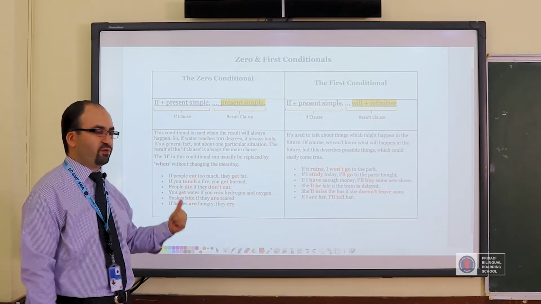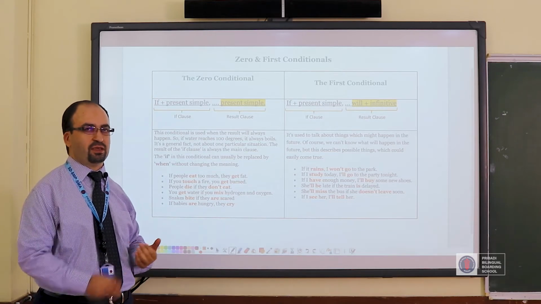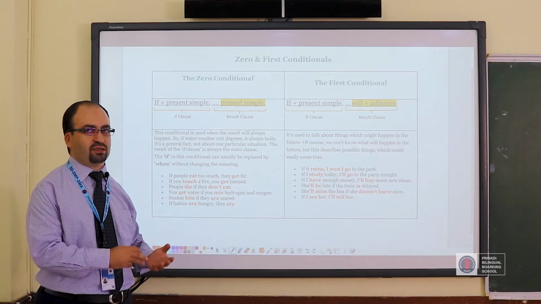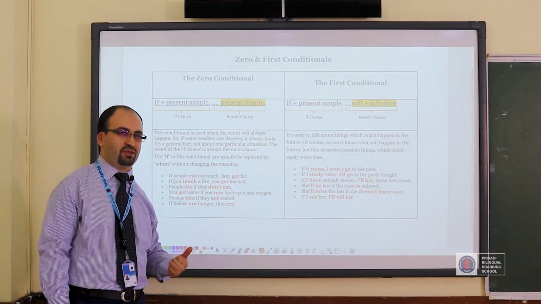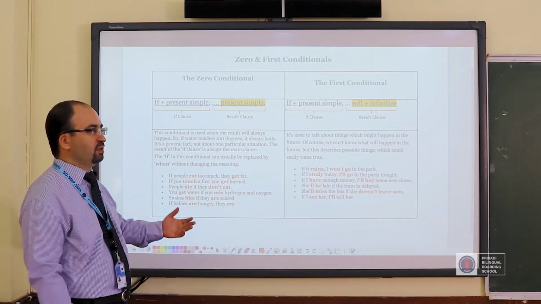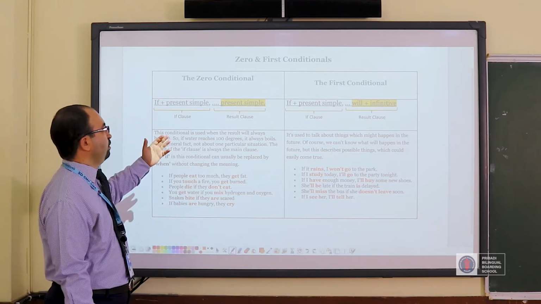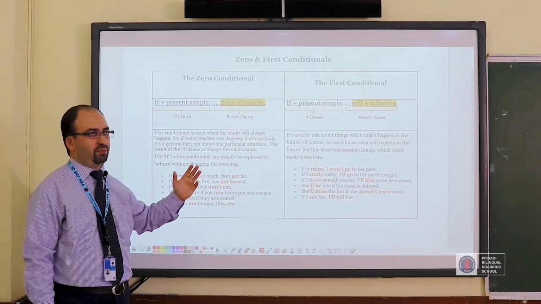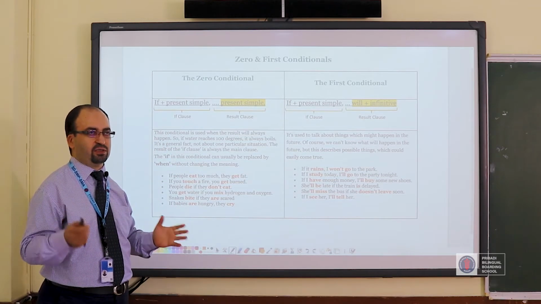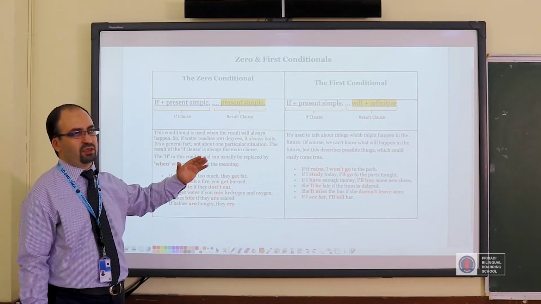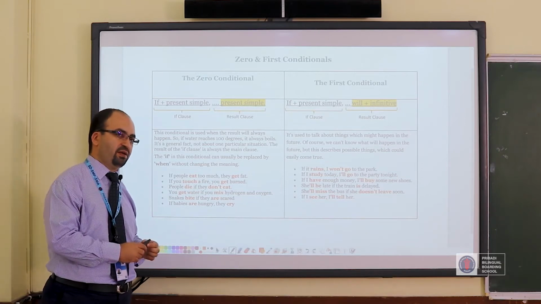Why does it start from zero? Because previously, when I was a student, there were only 3. It started with first, second and third. Then they introduced the zero conditional, and instead of pushing the others upwards, they preferred to start with zero. Both of them make a condition. When we look at the sentences, you will realize they talk about a condition: something depends on another thing.